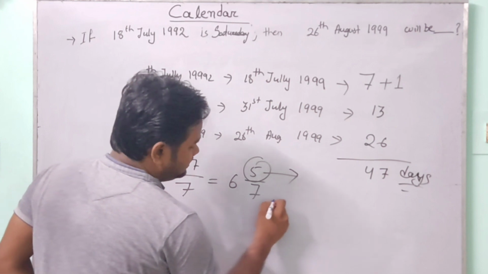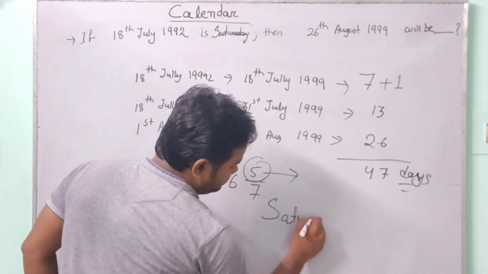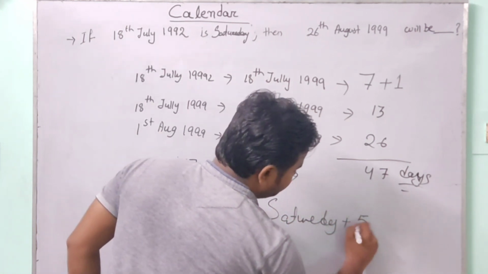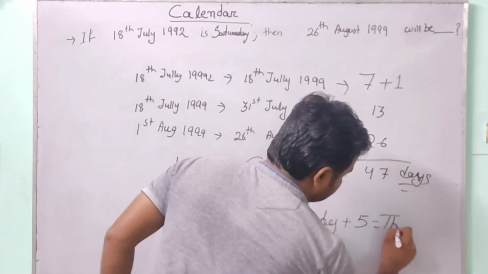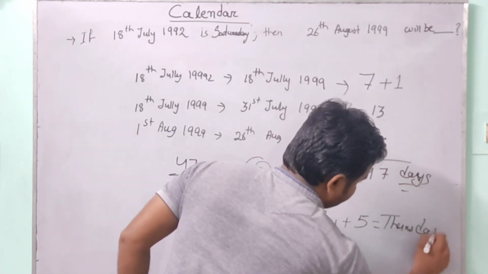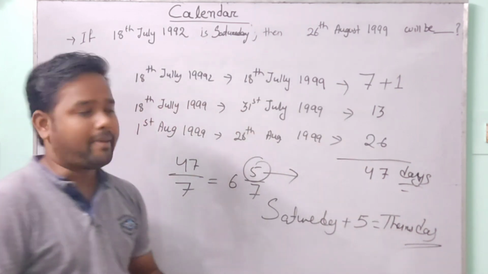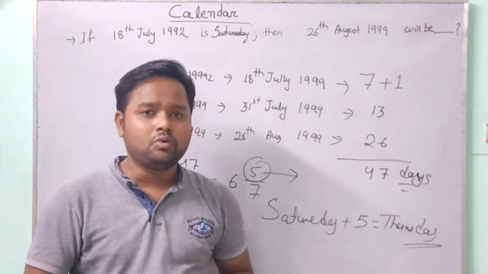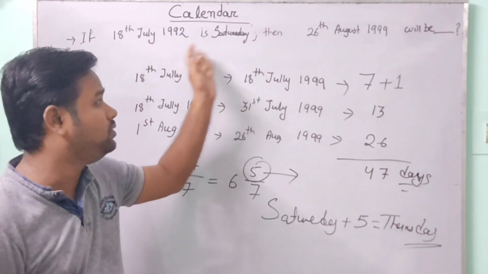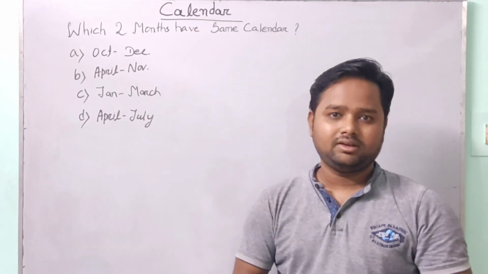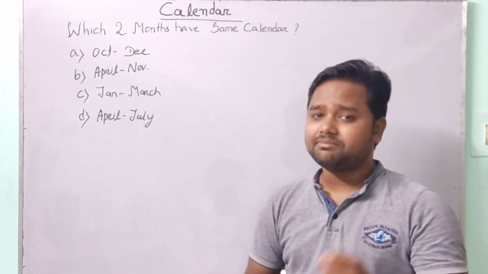If I add Saturday plus 5, then the answer will be Thursday. By this process, we can do any calculation of a calendar. Whatever the day may be given, we can find out the answer. The question may be asked in any type of examination.